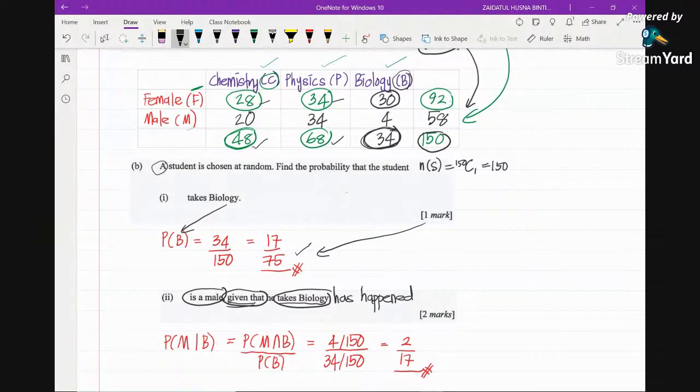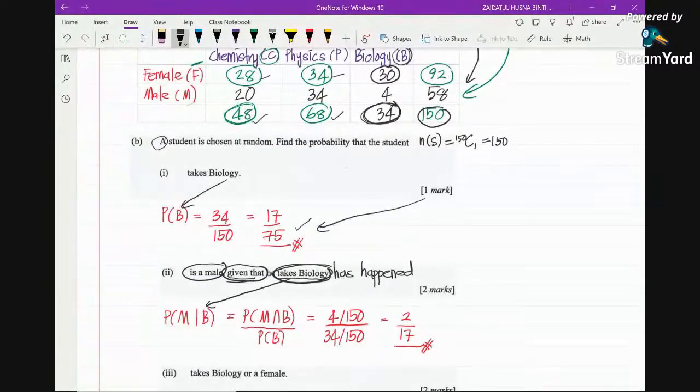If the event has happened, we put it at the back. So we know that he takes biology, so what is the probability that he is a male? Now we use the conditional probability formula. So using the formula, we have probability of M intersect B over PB.